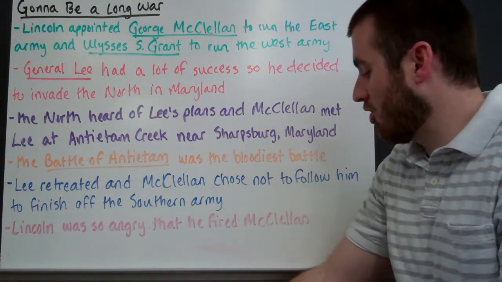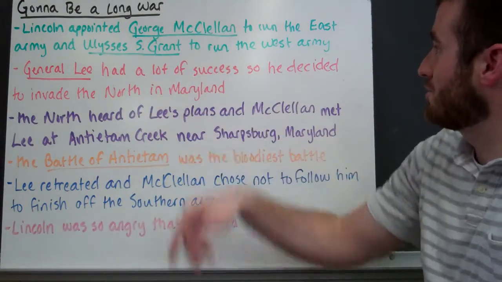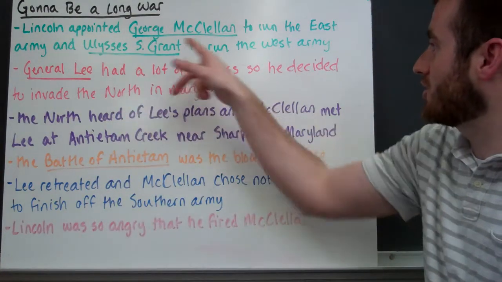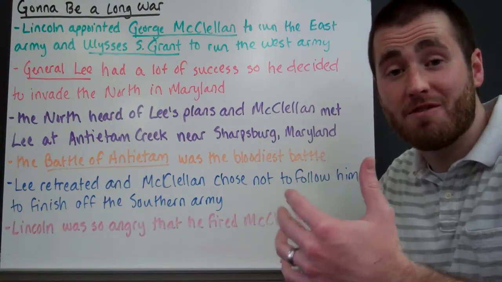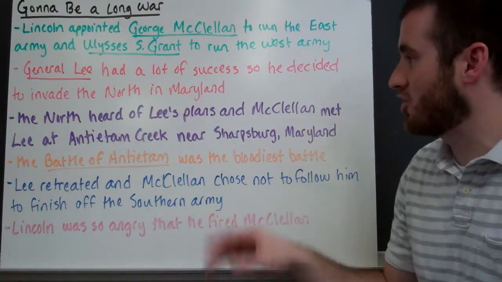Well, we know it's going to be a long war because that's what the Battle of Bull Run just showed us. All right, so Lincoln appoints George McClellan to run the eastern part of his army, and Ulysses S. Grant to run the western part of the army. And eventually Grant takes over control of the entire army, but Grant is now just in charge of the west.